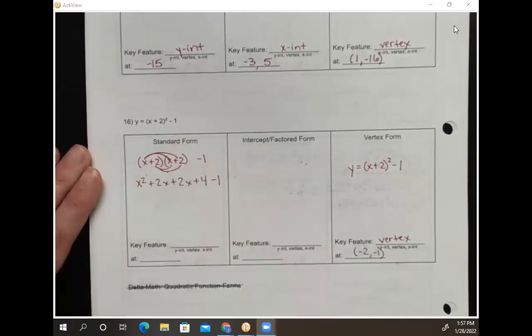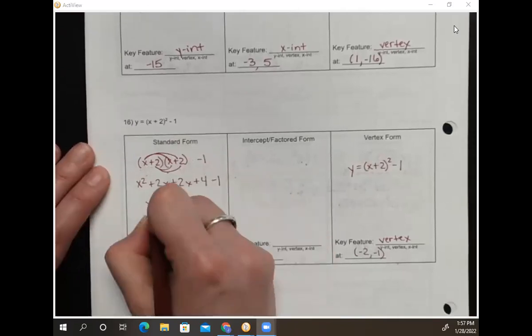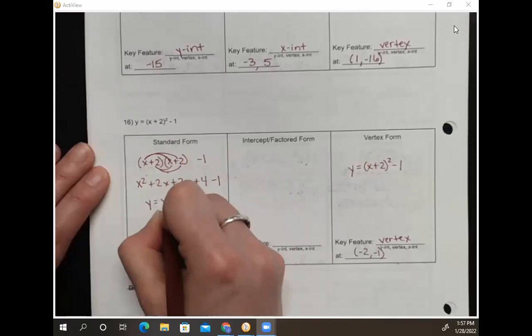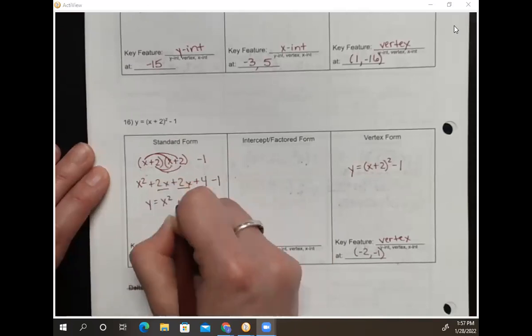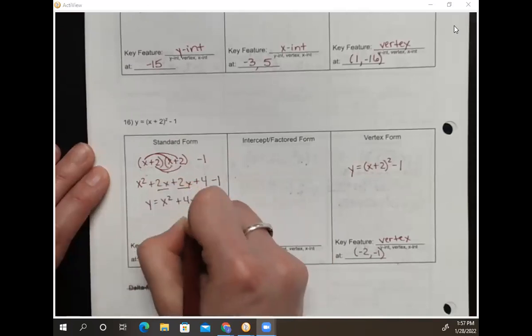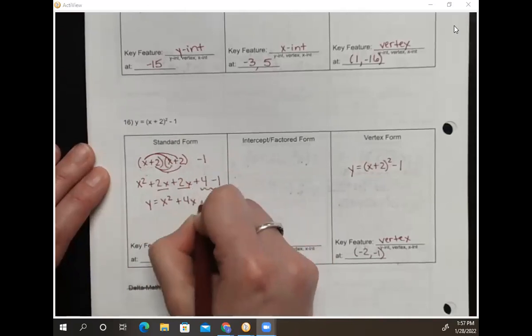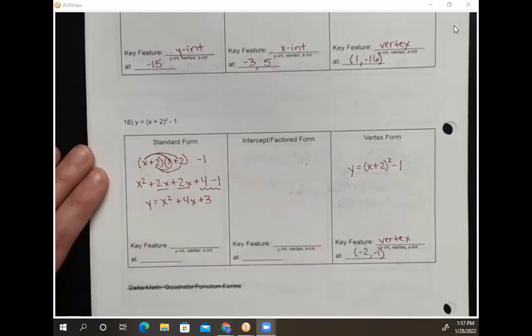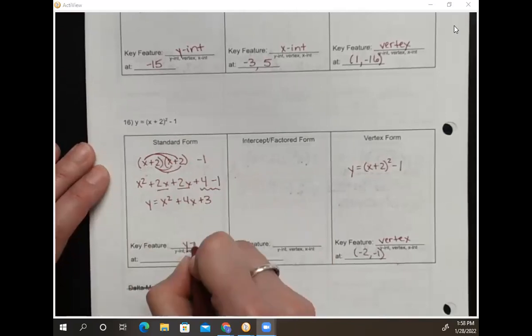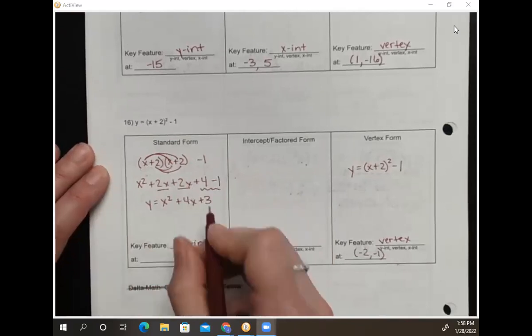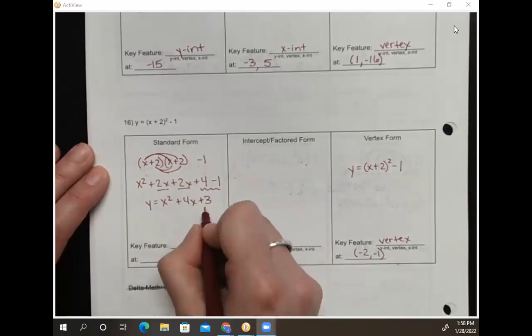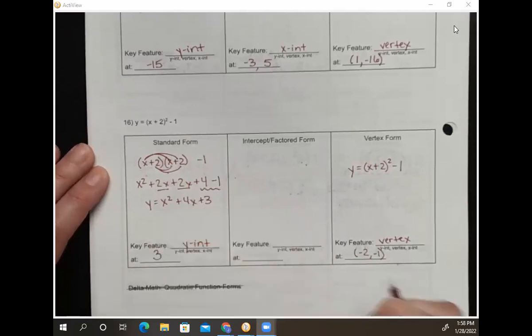We'll combine like terms here. So I get y equals x squared. 2x plus 2x is 4x, so plus 4x. And then 4 minus 1 would be 3, plus 3. Standard form gives me the y-intercept, and my y-intercept is that constant term at the end. So 3 for our y-intercept here.